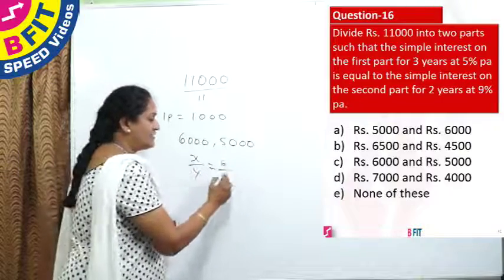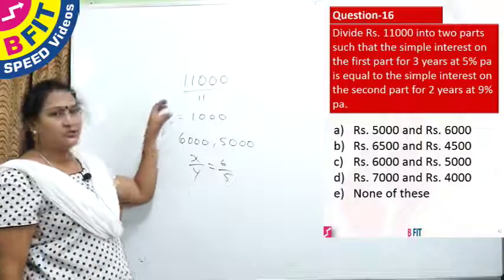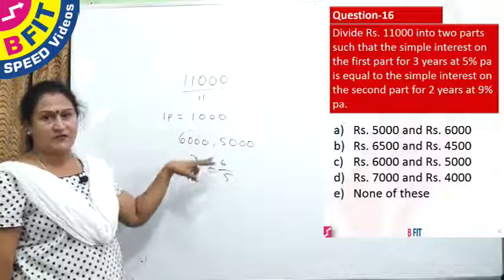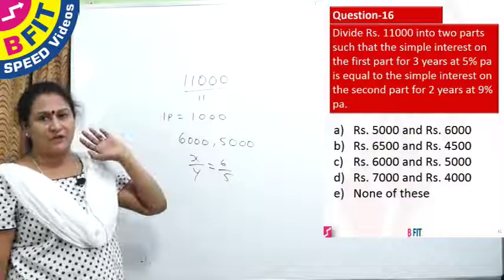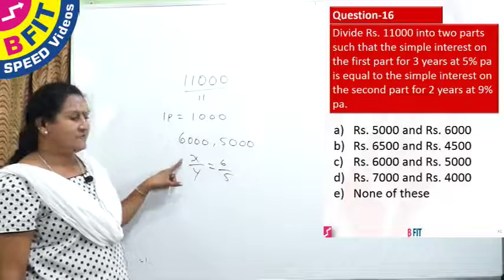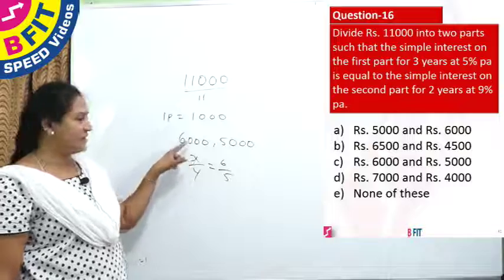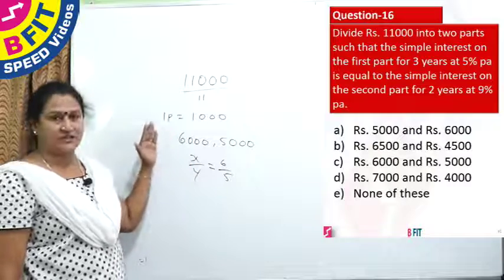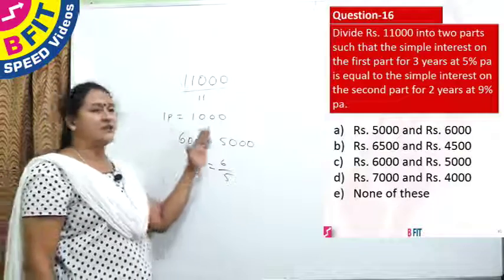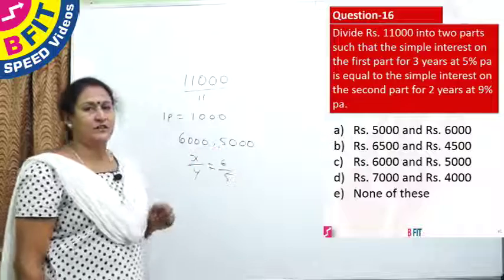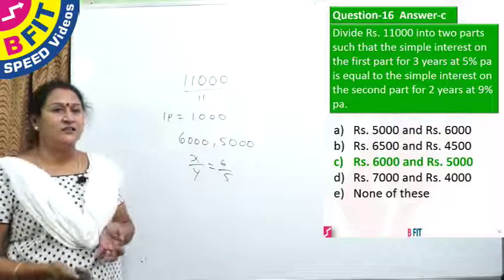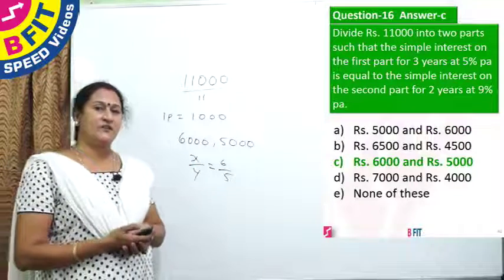Which I got as 6:5, and as the total is given, divide by the sum of the ratio, 11. One part I have got as 1,000, and in this X he had invested, so X is 6,000 in the first condition. He has invested 6,000 rupees, and in the second he has invested 5,000 rupees. And now the answer is option C, rupees 6,000 and 5,000.